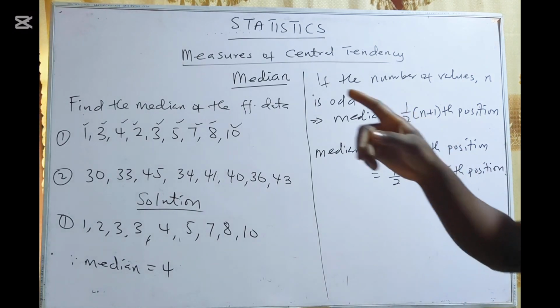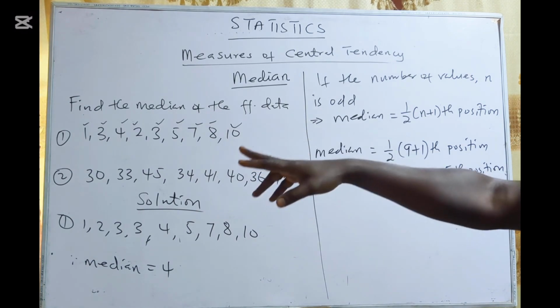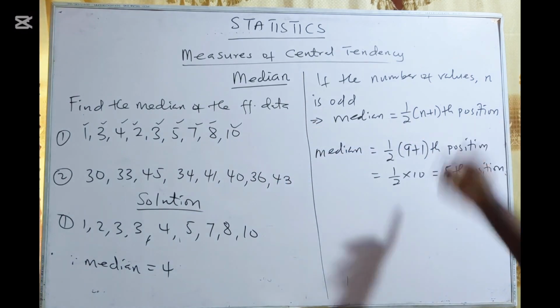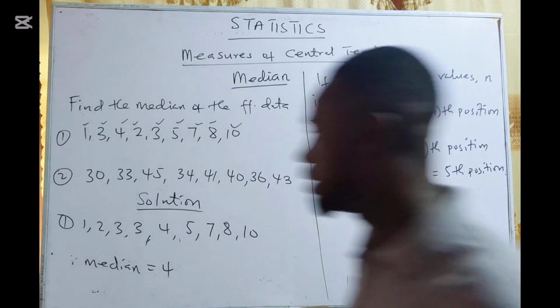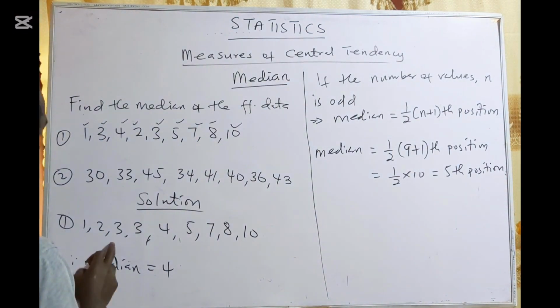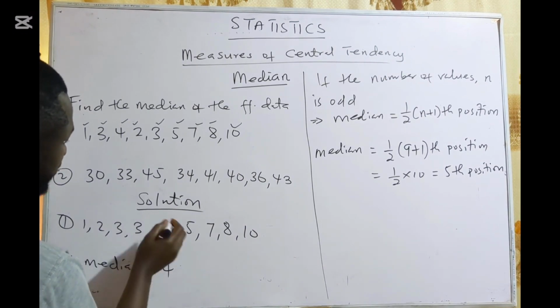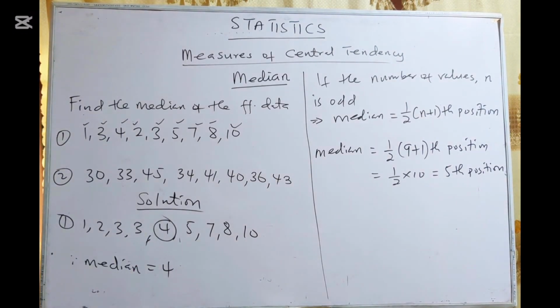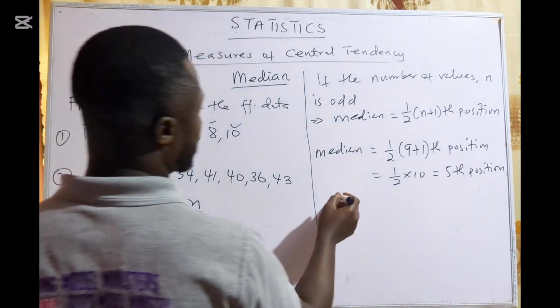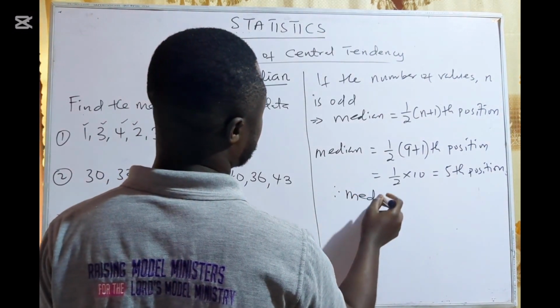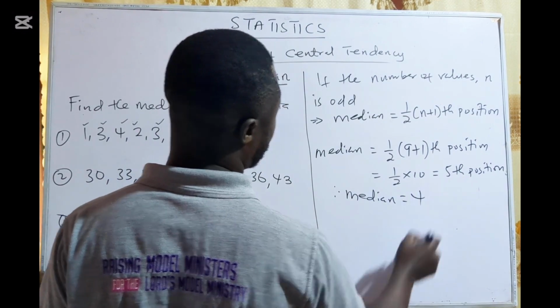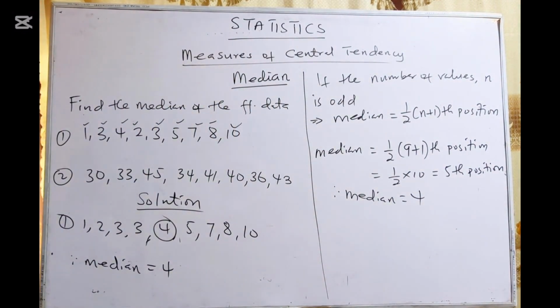When I count from the first value, when I get to the fifth number, that is where my median is. And let's count and see. 1 2 3 4 5. So the fifth position is the number what? Is the number 4. Therefore your median is 4.